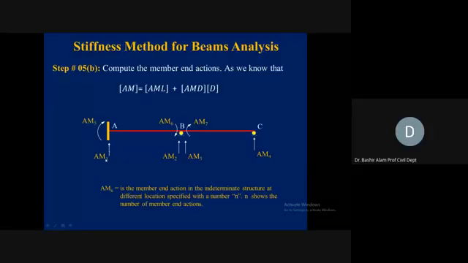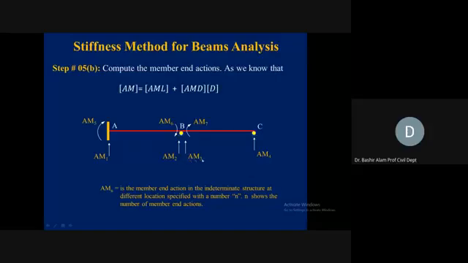Let the shears be AM1, AM2, AM3, AM4, AM5, AM6, AM7. Remember, if you find AM1, this was AS3, so you already have this value, which was 15 kips. So you are going to get the same value 15 again. What is the purpose of doing it again? This is just to show you how you can find these. If you are finding the member end actions, you can find them by this method.